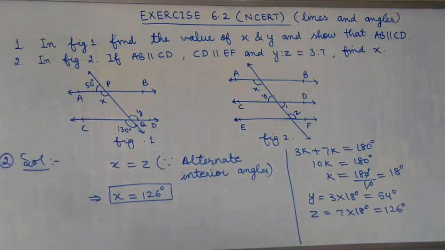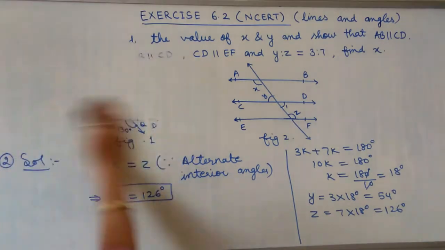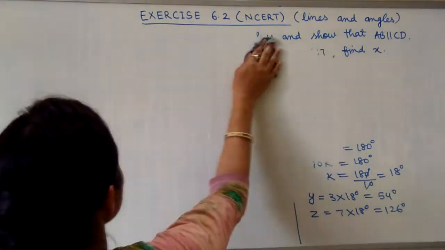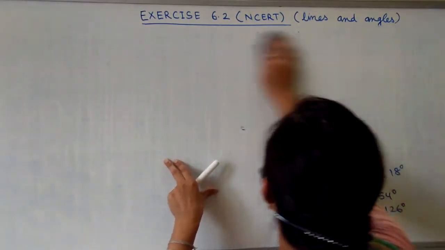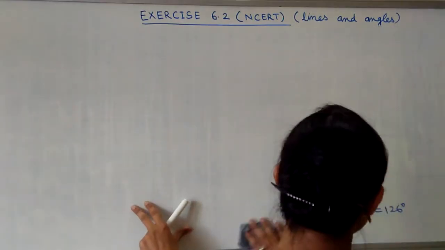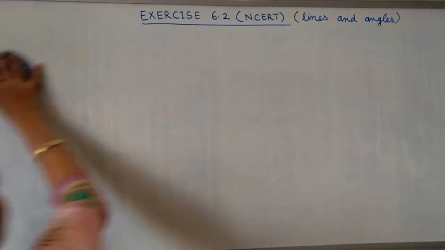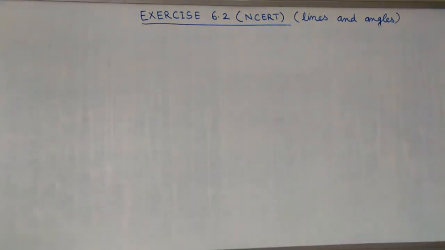Now come to question number three. The third and fourth are also very simple. The fifth, sixth, all the questions are based on alternate interior angles, corresponding angles, and that's all. Now come to question number three. What is question number three?